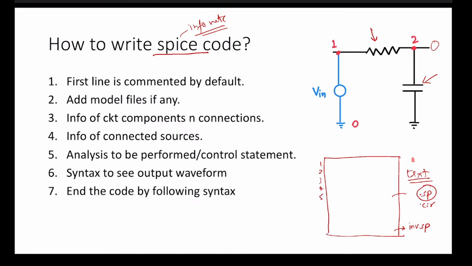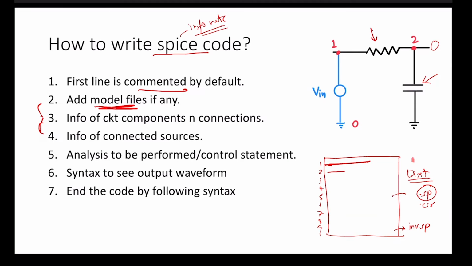I'm giving line numbers like that. First line: never write anything on the first line, because the first line is by default a comment. Whatever you write in the first line, the simulator will treat as a comment line. Afterwards, there is no specific order. You can write in any order, but to make life simple, I have made this order. In the second step, we include the model file.